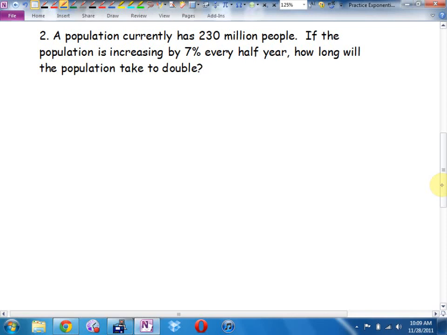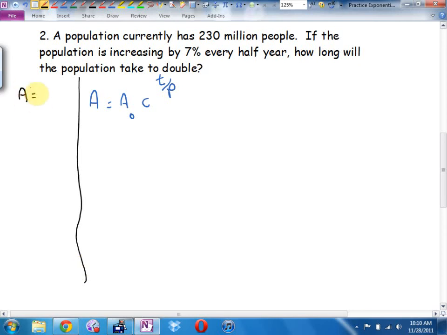Kirsten, you know what I'm going to do first? I'm going to write that because I got to memorize a stupid thing anyways. I'm going to list my data off in the margin here somewhere. A equals... you know what? Let's get really, really clever. Let's try that shortcut because we know things are going to double. I'm going to let my initial population be 1 and my final population be 2 because if I put a 230 and a 460 there, I'd get the same thing.